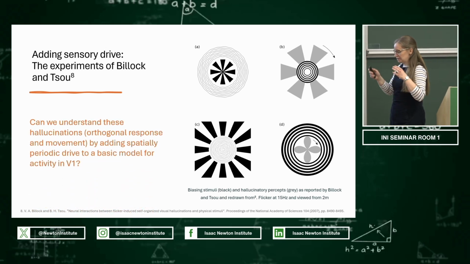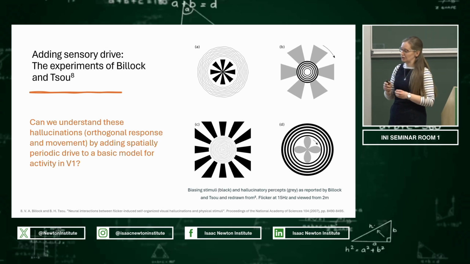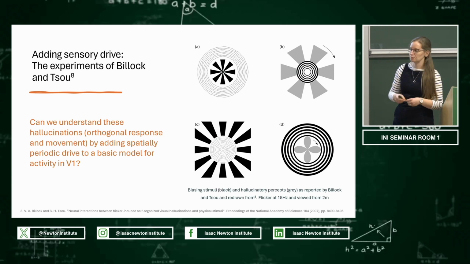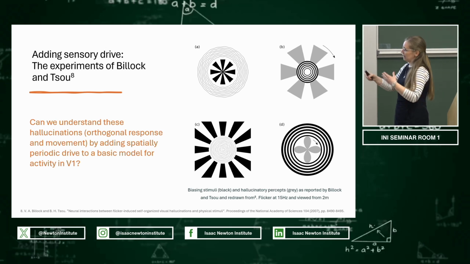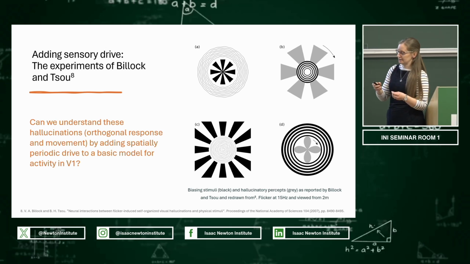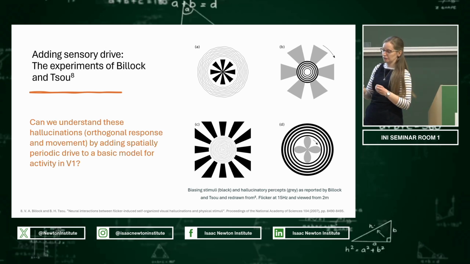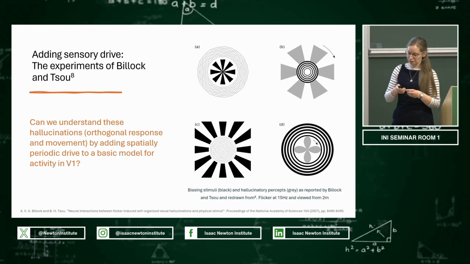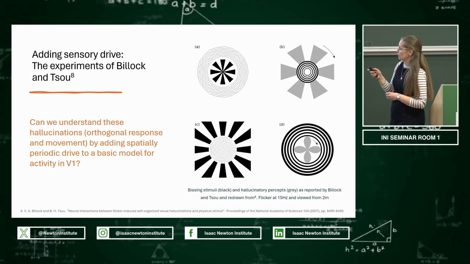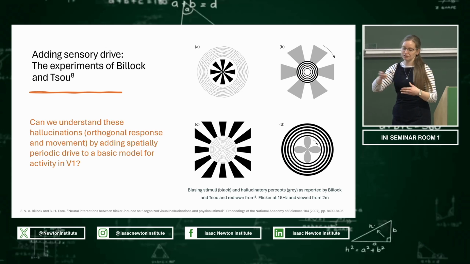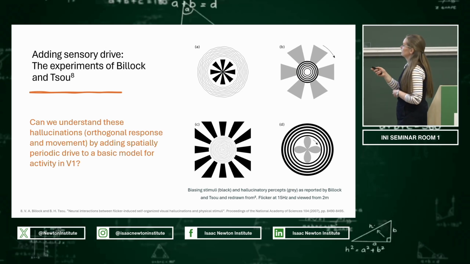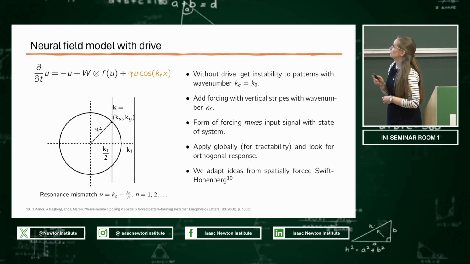So the question is, can we understand how that kind of hallucination with the orthogonal response, like the MacKay effect, occurs, and with the movement as well, just by adding some spatially periodic drive to the neural field model that we had to start with. So that's our basic model for activity in V1. It'd be nice if we can just add a small term and get this kind of response out.